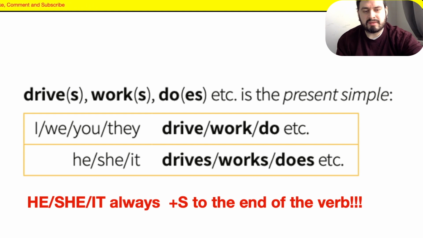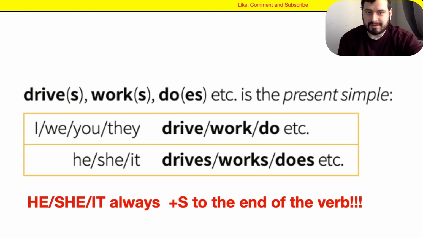So what is the present simple and how do we make it? Well, first of all, we just use the base form of the verb, the dictionary form, the first form, whatever you would like to call it. However, with he, she and it, you have to remember to add s to the end of the verb. It's very, very important. So we say I drive, he drives. We work, she works, they do, it does. It's very important to remember that.